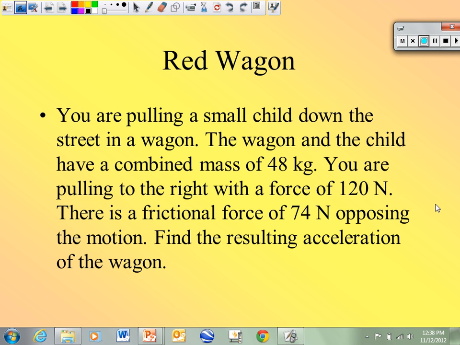Alright, we're going to take a look at the red wagon example problem from the notes. In this problem, you are pulling a small child down the street in a wagon. The wagon and the child have a combined mass of 48 kilograms. You are pulling to the right with a force of 120 newtons, and there's a frictional force of 74 newtons opposing the motion. Our job is to find the acceleration of the wagon.